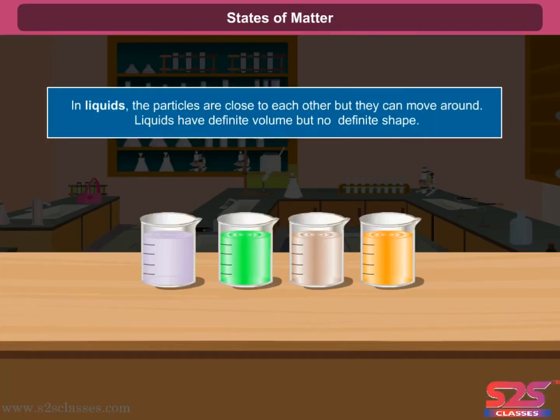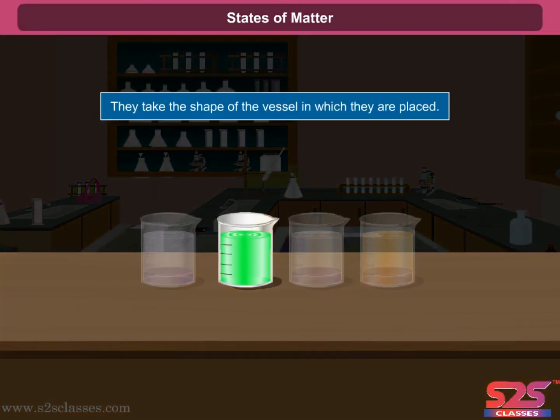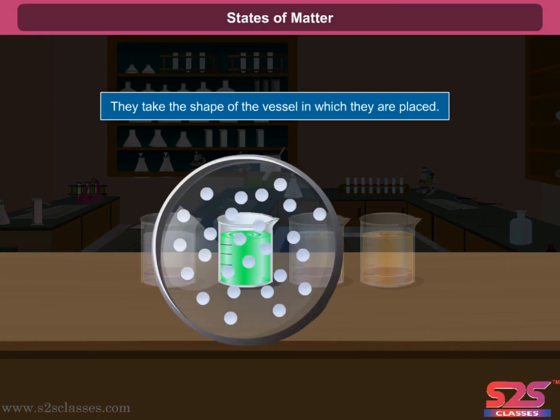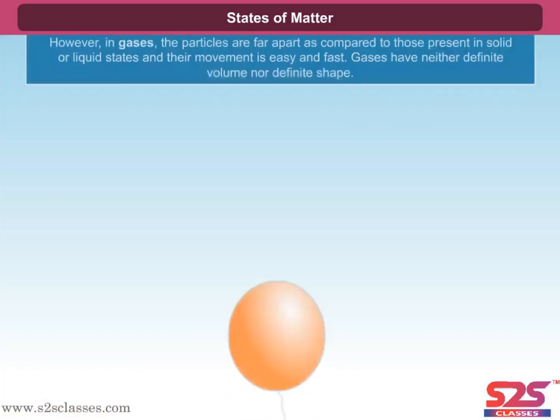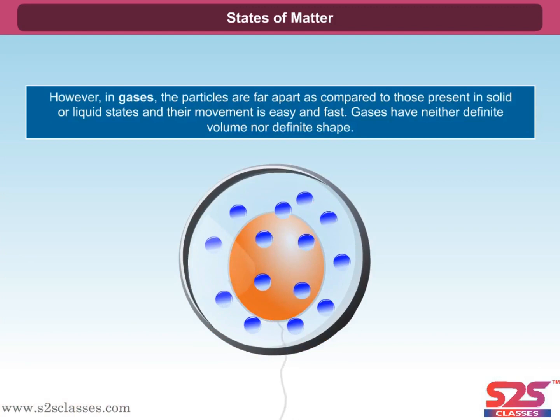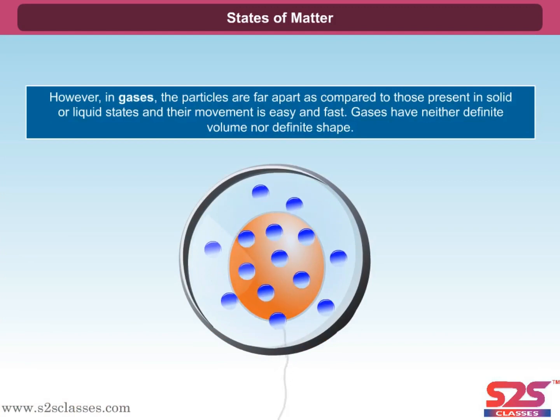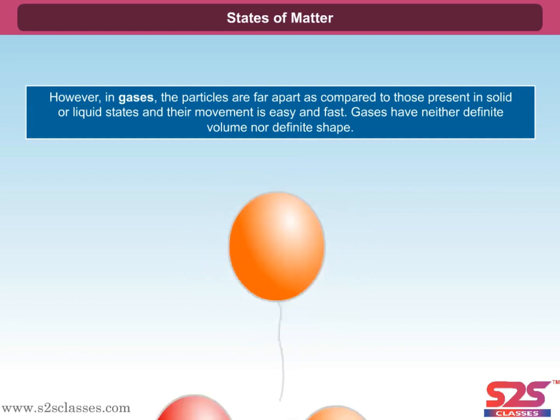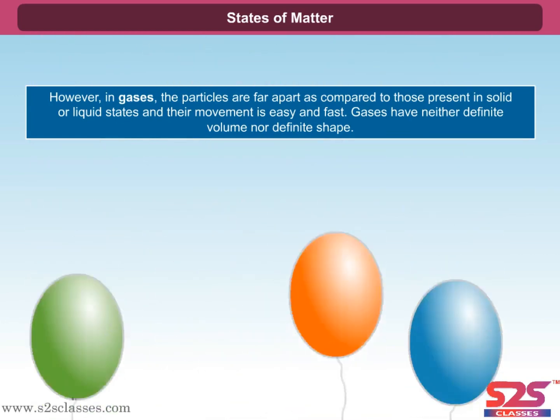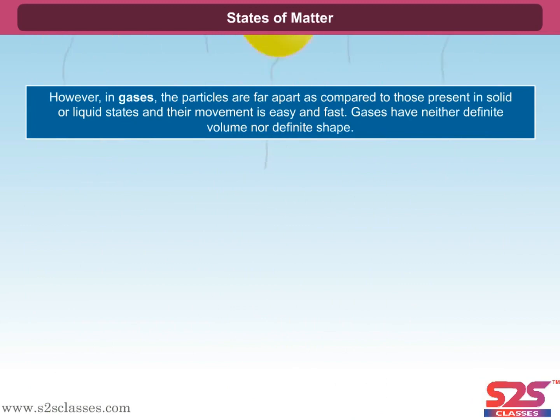In liquids, the particles are close to each other, but they can move around. Liquids have definite volume but no definite shape. They take the shape of the container in which they are placed. However, in gases, the particles are far apart as compared to those present in solid or liquid states, and their movement is easy and fast. Gases have neither definite volume nor definite shape.